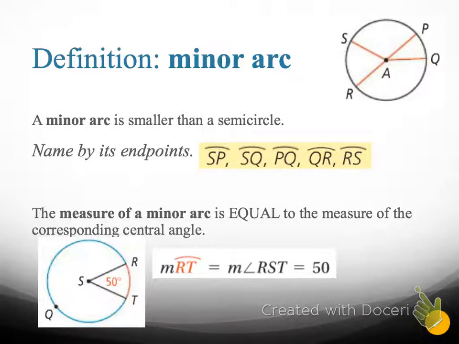Okay, a minor arc. A minor arc is smaller than a semicircle, so you name it by its endpoints. So SP is not half of your circle. Another example could be this one here, SR or RS. It's not an entire half of your circle, it's a minor arc. The measure of a minor arc is equal to the measure of the corresponding central angle. So if this is 20 degrees, then the measurement of that minor arc would be 20. In the example given, if this is 50 degrees, then the measurement of this minor arc is going to be 50.